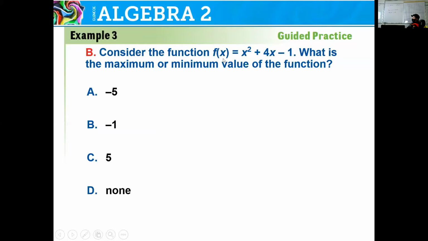Okay, consider the function x squared plus 4x minus 1. What is the maximum or minimum value of the function? So we run it through. x is equal to negative b over 2a. So I have x squared plus 4x minus 1. If I plug that in, negative 4 over 2 times 1, I get a negative 2.